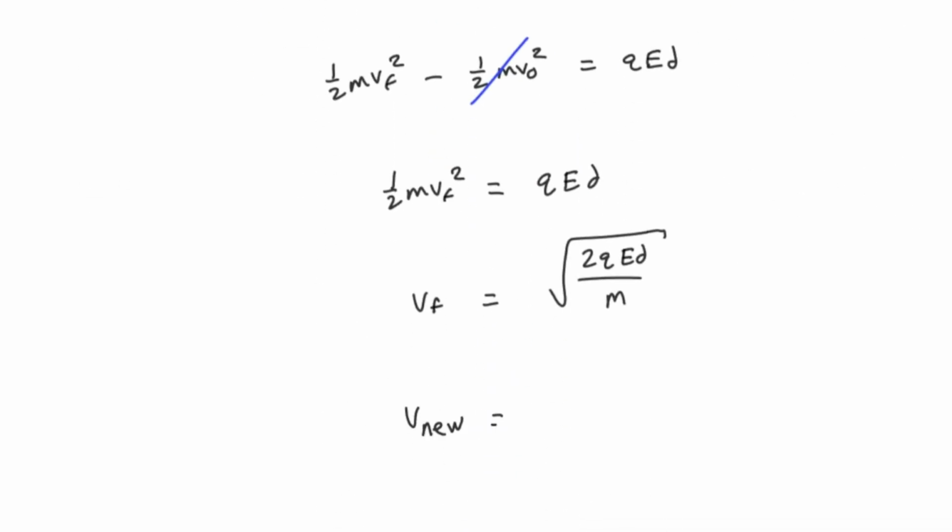So if we double the distance in the field, that is only doubling d. So d is getting multiplied by 2. And since that 2 is under a square root, it is getting square rooted. So I get just square root 2 times v.